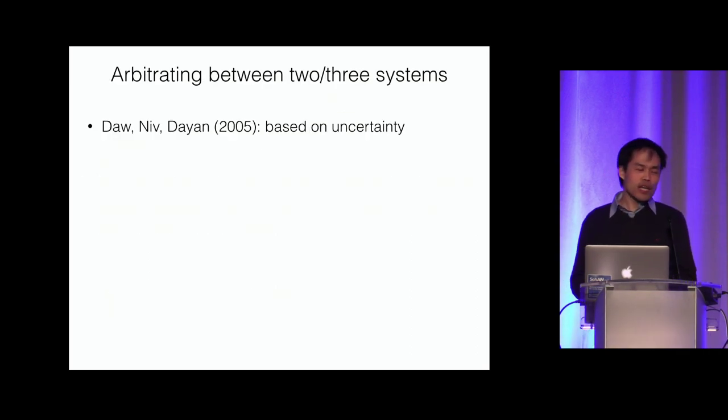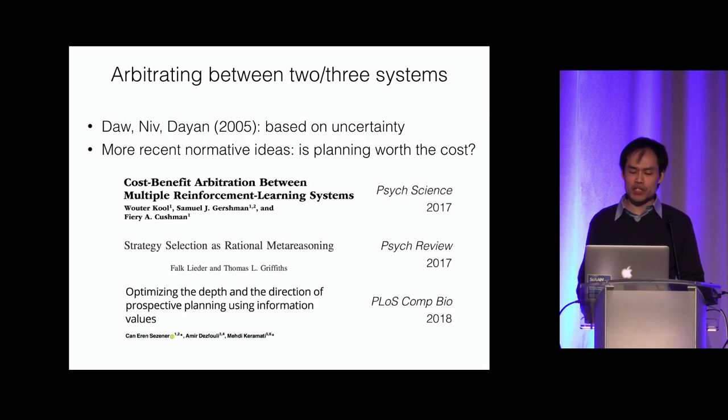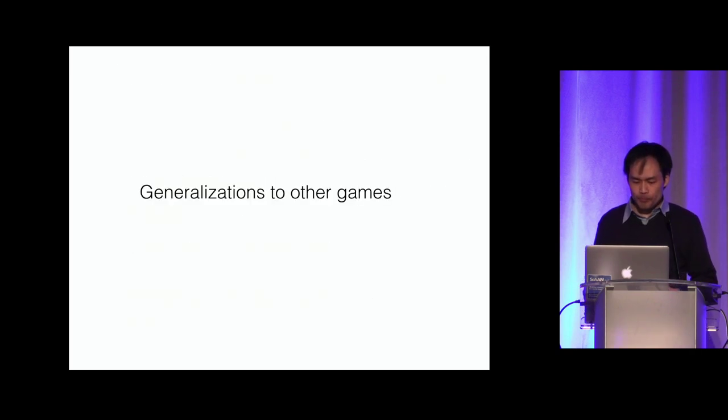So assuming for the moment that there are two or three systems, then you have to ask, how do you arbitrate? So the classic suggestion is that it's based on the uncertainty that's associated with each of the systems, and more recent normative ideas, in part by Sam and Tom Griffiths and Cesare Carimati, have proposed arbitration mechanisms that are about the costs and benefits of using either system. And we're just starting to look into this.